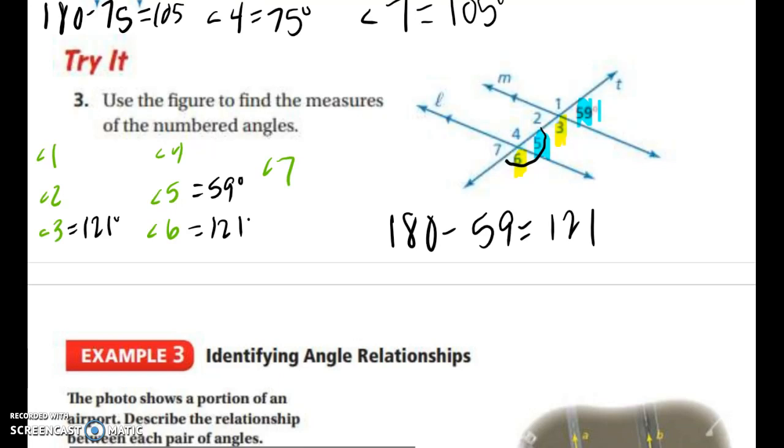I'm now going to use my vertical angles to help me solve for the rest of them, because vertical angles mean that they are equal as long as they are across from each other.